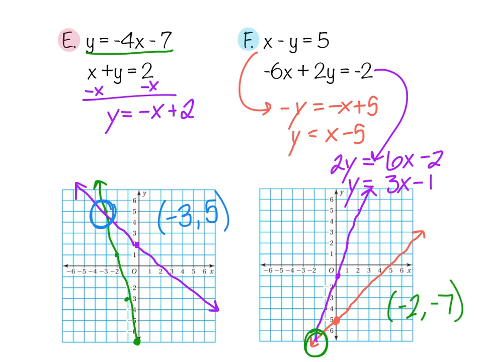So even if they do meet at a perfect intersection point, we still have to make sure we take those extra steps of converting our problems into slope-intercept form. We have to do that like we did for these three equations here.